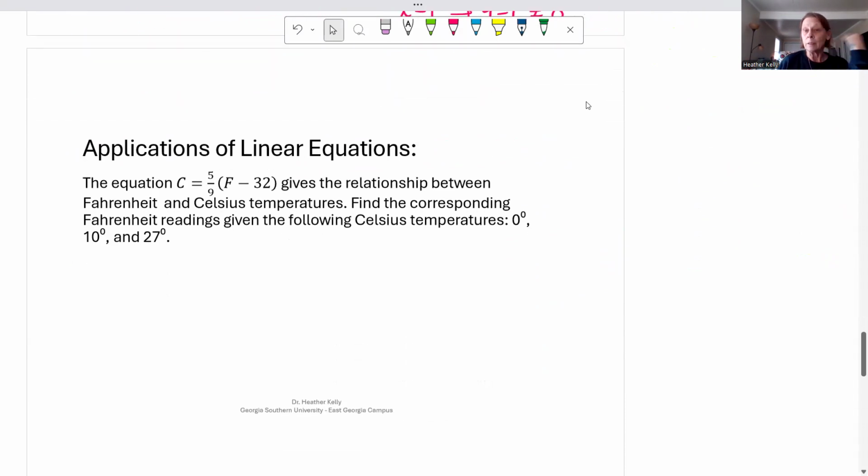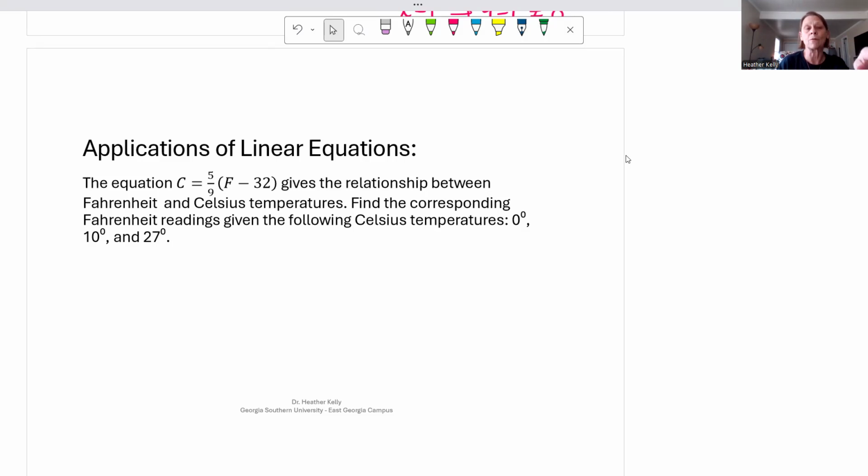Okay. So let's look at some applications of linear equations. So here is a very common application. And anytime you see the word application from me, know it's a word problem. There will be plenty of them in this class. It's part of the gig, okay? So, applications of linear equations.